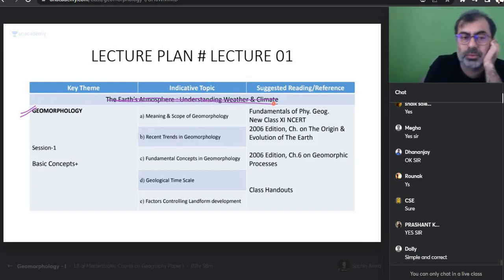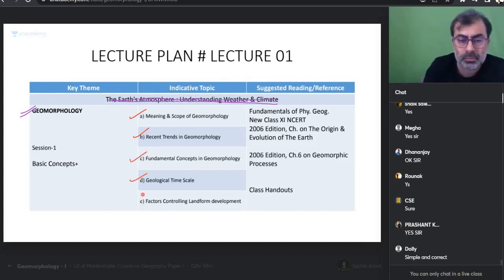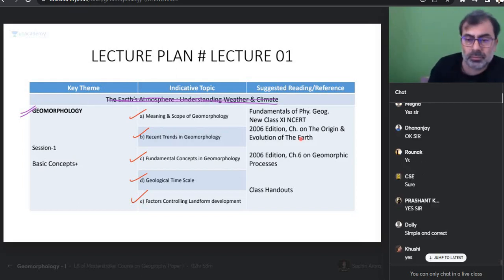Okay, so what are we going to do? We are going to do specific things. Meaning and scope of geomorphology. What is geomorphology? What is asked in that? Get that? Second is recent trends in geomorphology. Fundamental concepts of geomorphology. Geological time scale. Factors controlling landform development. ये 5 चीजें होनी है आज की क्लास में. Is everyone okay?